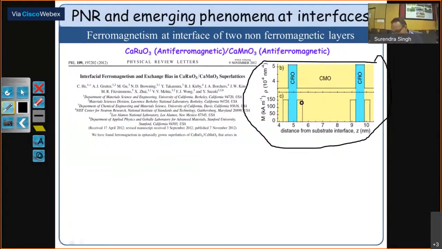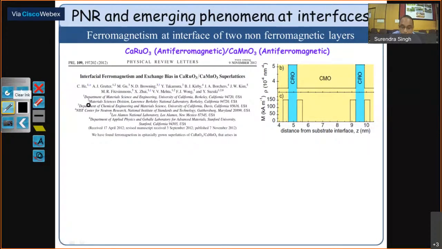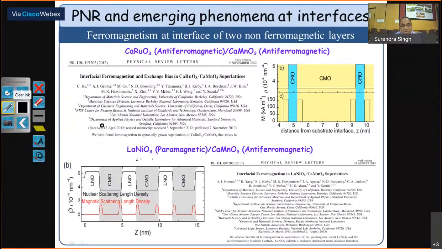So there are so many studies also available which say there is orbital reconstruction at the interfaces, which can change the electronic configuration of the magnetic element, and then which is responsible for the ferromagnetism. Okay, this is one. And the same group did a study next year.